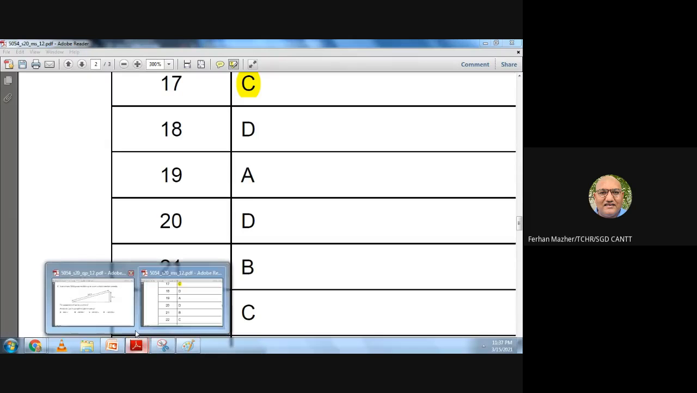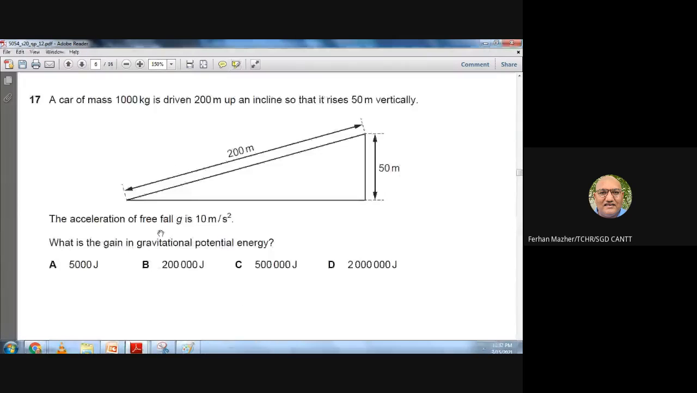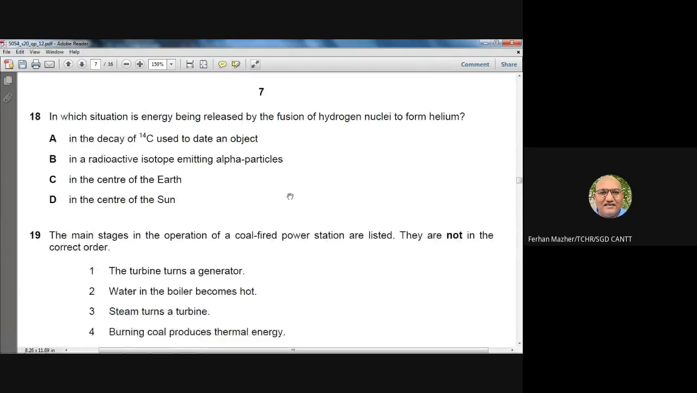Question number 18. In which situation is the energy being released by the fusion of hydrogen nuclei to form helium? Fusion. What is the meaning of fusion? In fusion, the smaller nuclei come close to each other and fuse with each other and make a larger nucleus. For example, two hydrogen nuclei come close to each other, fuse, and make a larger nucleus of helium.